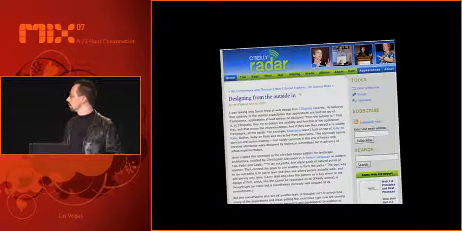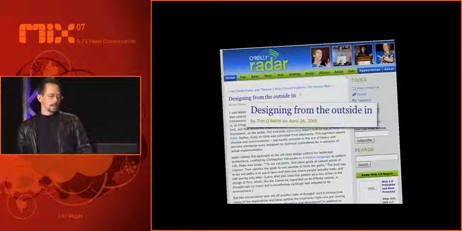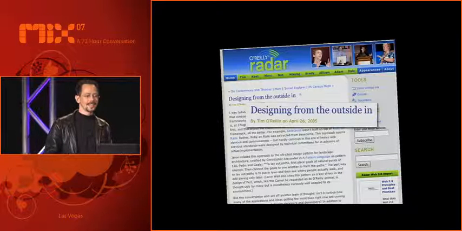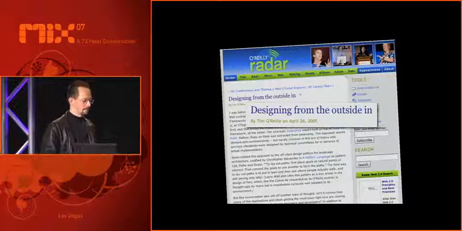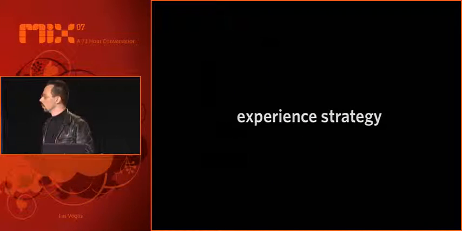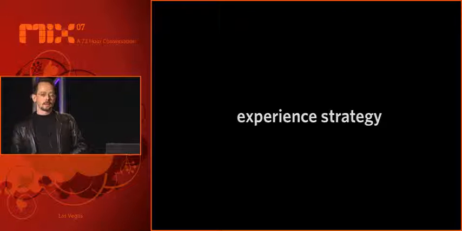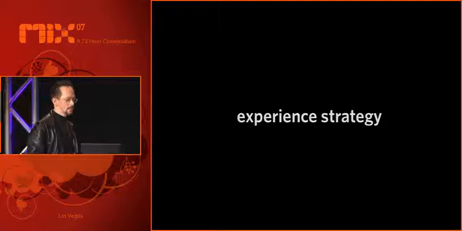Tim O'Reilly is probably the most prominent observer of the industry right now. When he first spotted this trend, he described it as designing from the outside in. One tool that we've identified as really the way that you make this happen in the product development process is the concept of experience strategy.